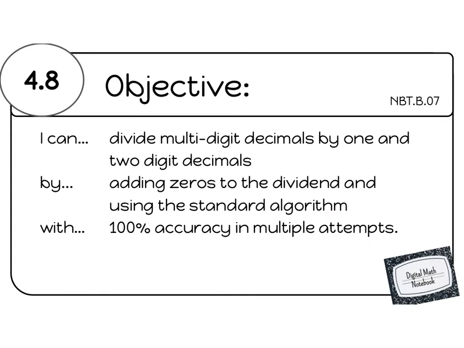Our objective today is: I can divide multi-digit decimals by 1 and 2-digit decimals by adding zeros to the dividend and using the standard algorithm with 100% accuracy in multiple attempts. Please include the I can and by statement when you type in your digital math notebook.